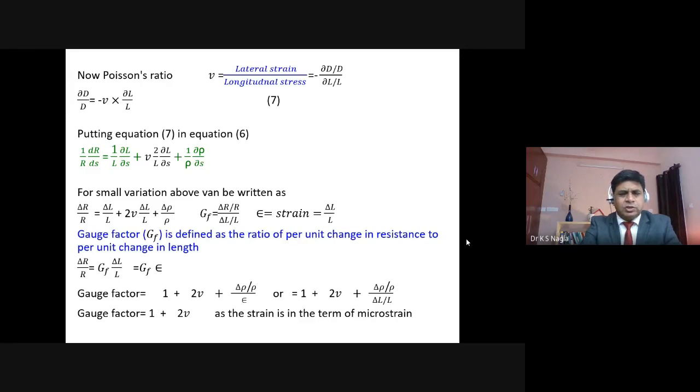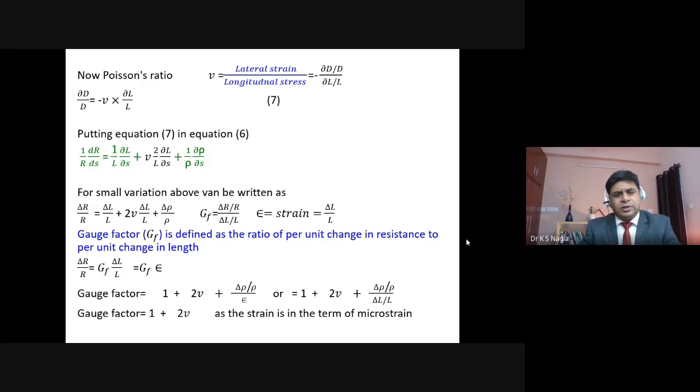Ultimately, the gauge factor is the factor which defines the sensitivity of any particular strain gauge. For example, the gauge factor of a semiconductor strain gauge is very high. Gauge factor is defined as the ratio of per unit change in resistance to the per unit change in length. This is the required parameter.